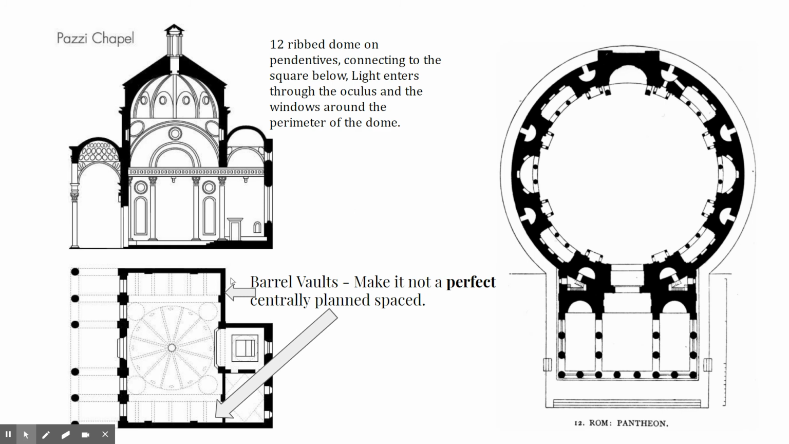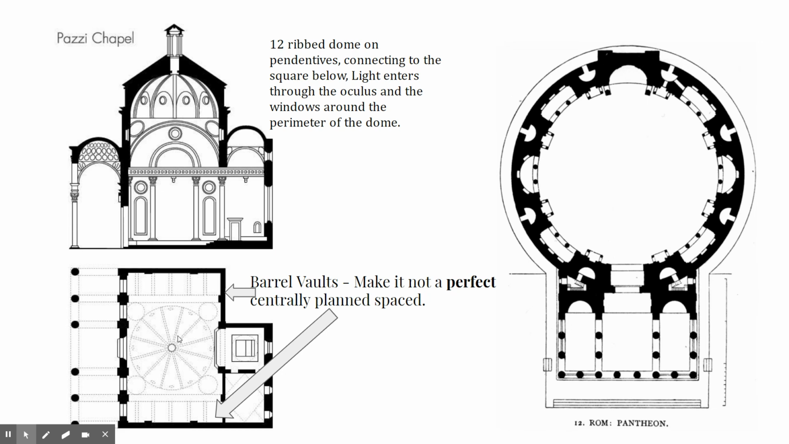All right. So here's a floor plan of the Pazzi Chapel. There's the square space I was talking about, right? And there are the rectangular spaces that I was mentioning, so the barrel vaults over here, and here is the square space. So it's not actually a perfectly centrally planned space, but it feels like it initially when you come in.